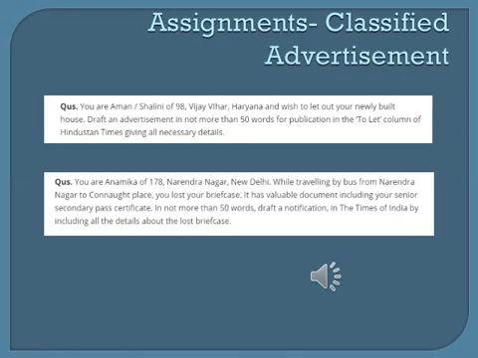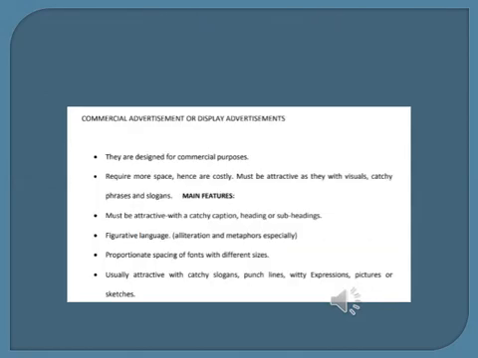So you should know how to draft a classified advertisement. We have seen enough examples of that, and this is a very, very important question from the examination point of view. Now let us move on to the commercial advertisement or display advertisement. So commercial advertisements are designed for commercial purposes. They are the ones where probably the company owner wants to provide publicity to their products.